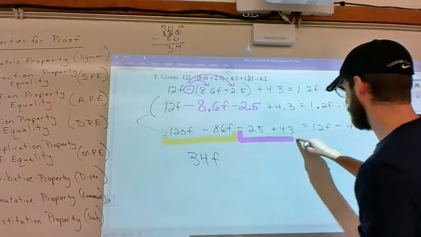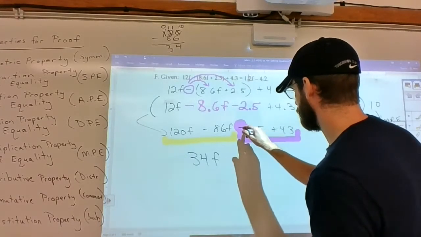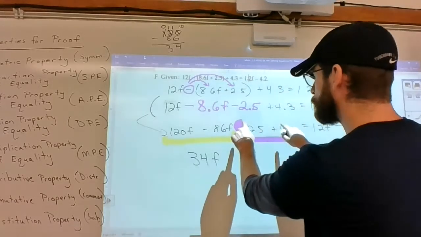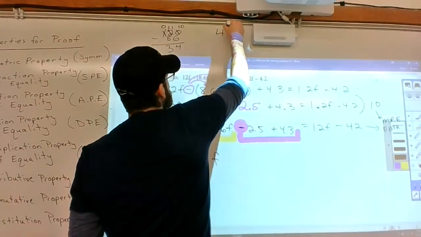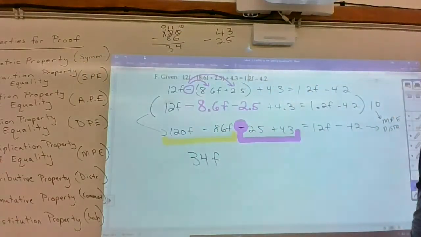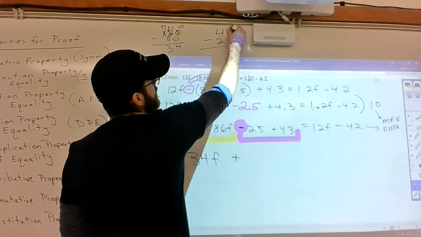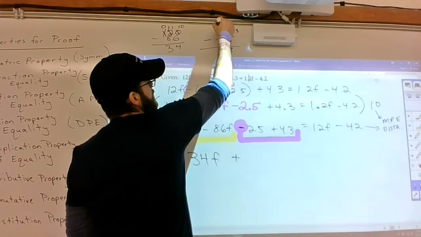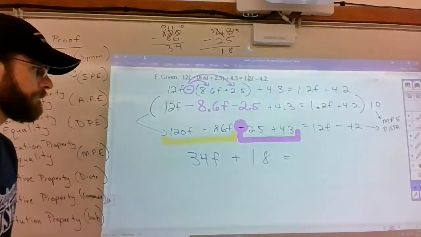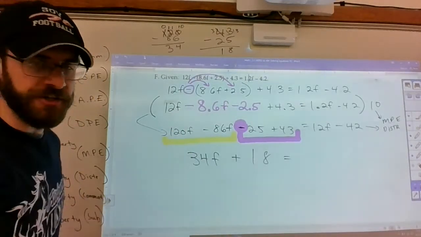Over here, remember it's negative 25, well, negative 25 plus 43, opposites subtract. All right, and you take the sign of the bigger one, which is 43. So it's going to be plus. 13 minus 5 is 8. You got to borrow from here, so it's 18. This is the substitution property where you just work on one side of the equation.